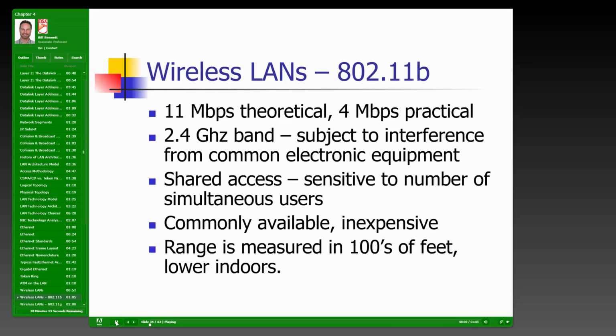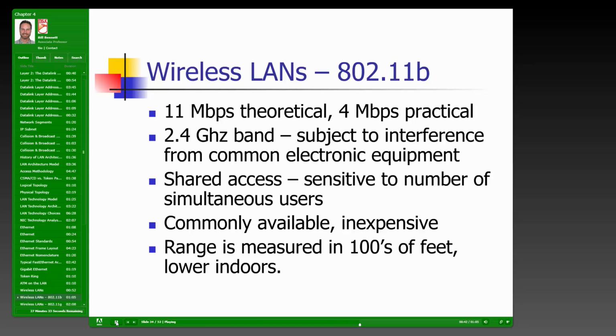The 802.11b specification was 11 megabits per second, and that was the theoretical speed on it. The practical, in other words, the real speed we actually got out of it, was 4 megabits per second. And it used the 2.4 gigahertz radio frequency bandwidth, and that was very much subject to interference from common electronic equipment, including microwaves. And I think I mentioned to you earlier that Bluetooth runs in that same frequency range as well. It was a shared access method, so multiple devices could be using the same airwaves simultaneously to try and communicate between a transmitter and a receiver.